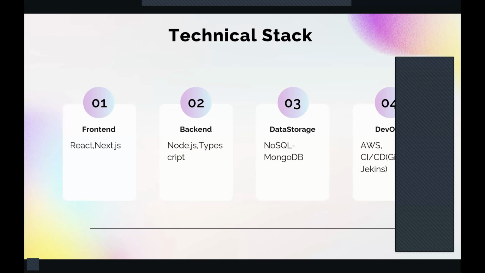For the data storage, we chose MongoDB. It's a NoSQL document-based database, and because of its flexible schema and scalability, it can handle large volumes of translation data very efficiently. And finally, we collaborate with our DevOps teammates. They will apply technologies such as AWS and CI/CD control with GitHub, pipelines and Jenkins. Okay, next page.